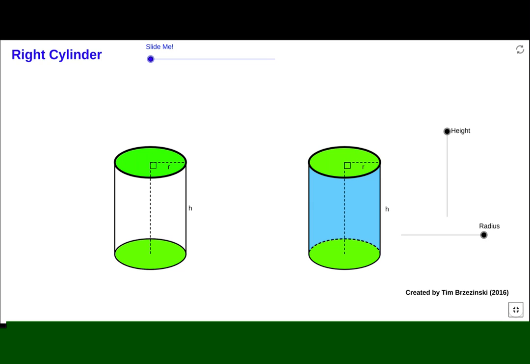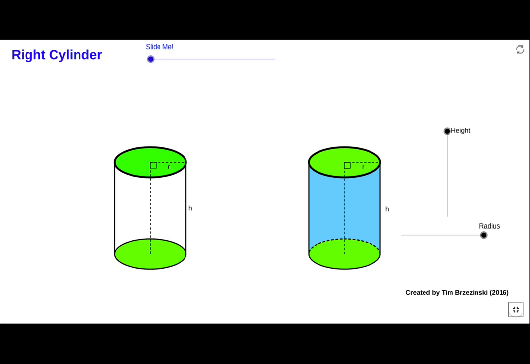Let's talk about area or surface area of cylinders. So cylinders are a three-dimensional shape, while area is a two-dimensional measurement. So the way we're going to approach this is we're going to take this three-dimensional cylinder, break it up into its two-dimensional parts, what we'd call its net.